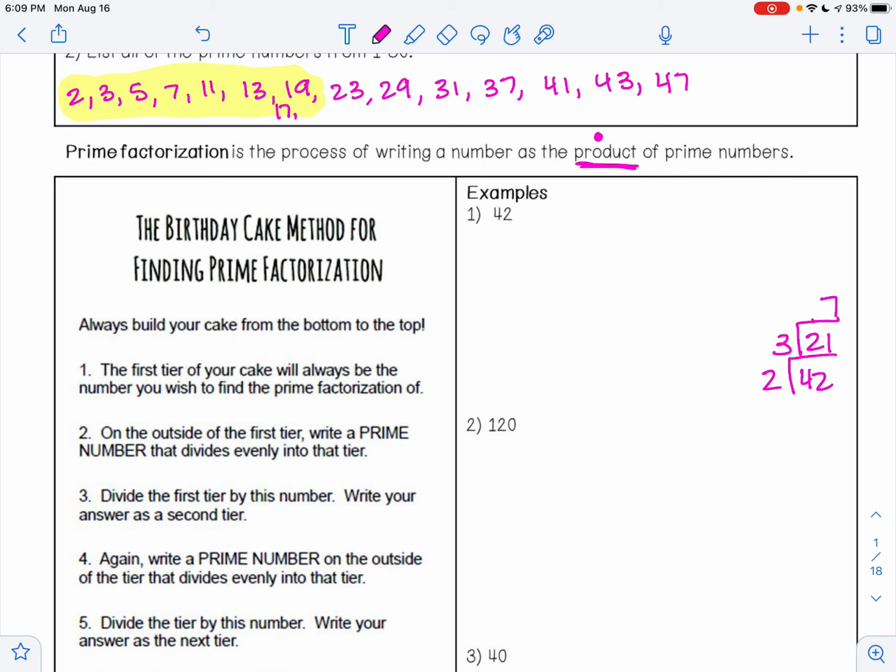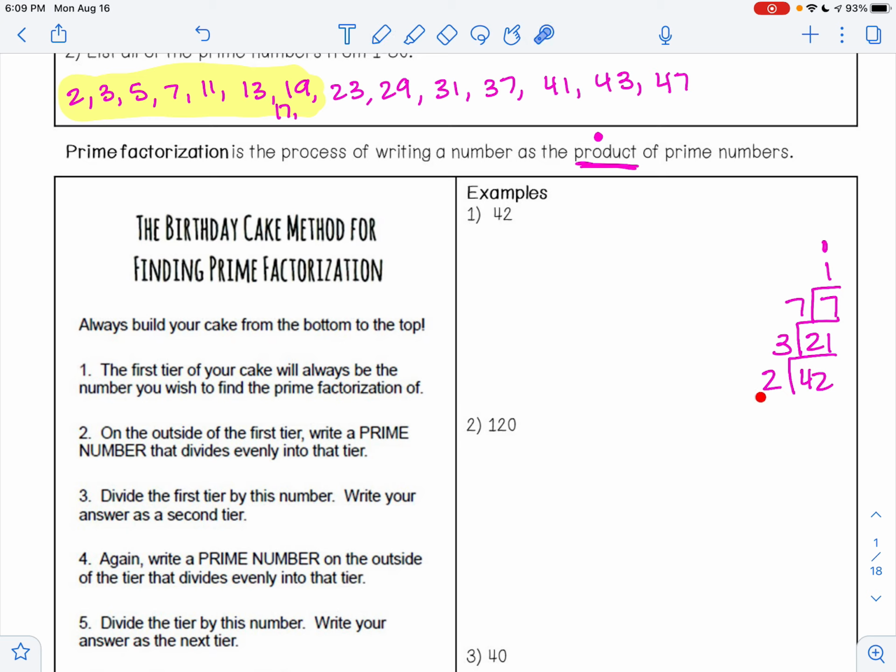And then I'm going to do that process again. The smallest prime number that goes into 7 is 7. 7 goes into itself 1 time. When you get to 1, you're done. And 1 is like the little candle to your cake. So it's like you have a 3-layered cake with a candle on top. That's why this is called the birthday cake method.